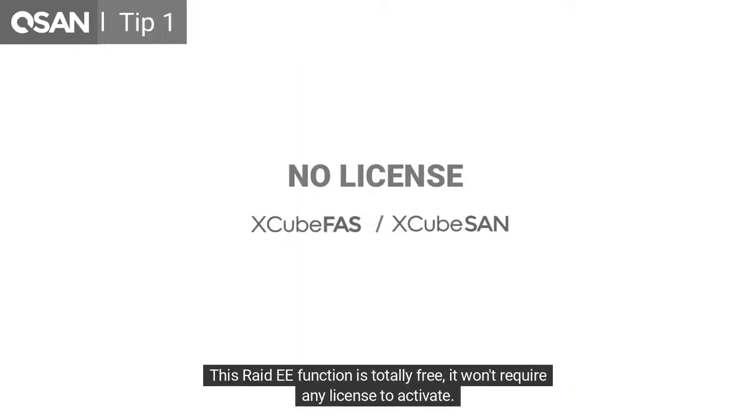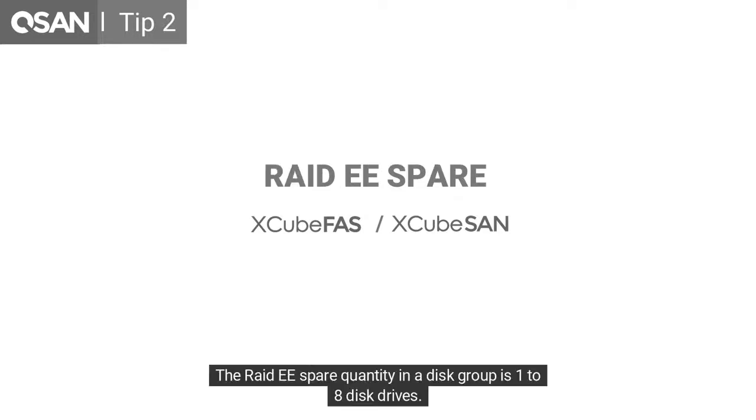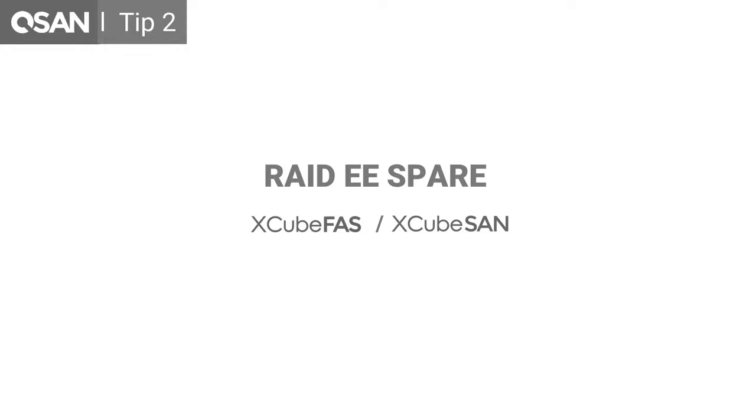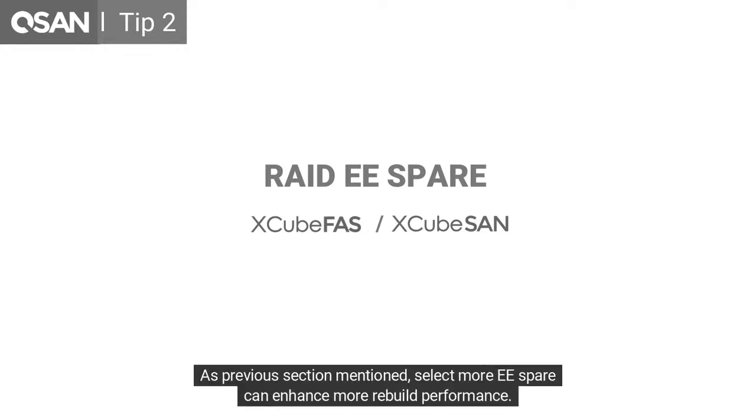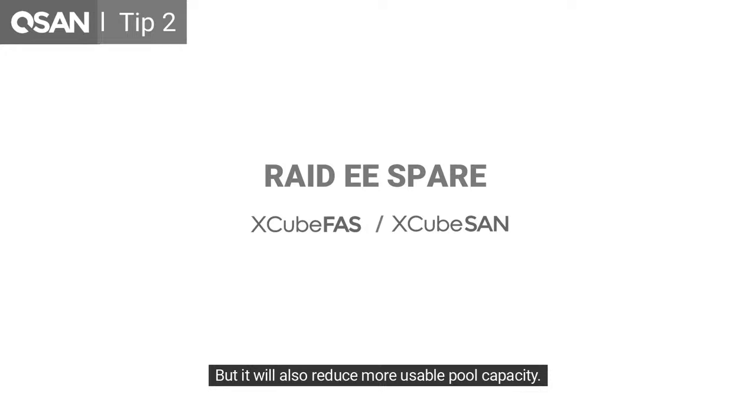This RAID E function is totally free. It won't require any license to activate. The RAID E spare quantity in a disk group is up to 128 disk drives. As the previous section mentioned, selecting more spares can enhance rebuild performance, but it will also reduce more usable pool capacity.